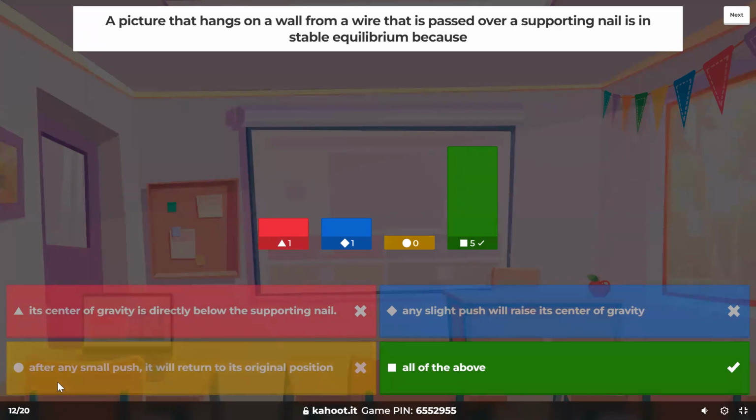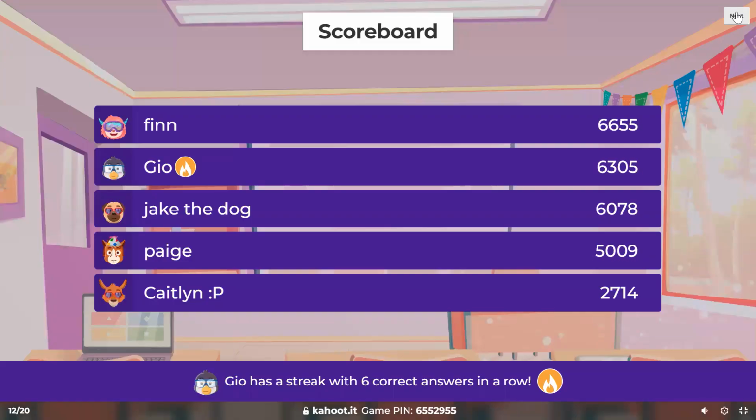Yep. So I was telling you guys on the notes. After any small push, it will return to its original position, right? It just wants to go back to how it was. So it's already stable. There you go. Those are all true. All of the above.